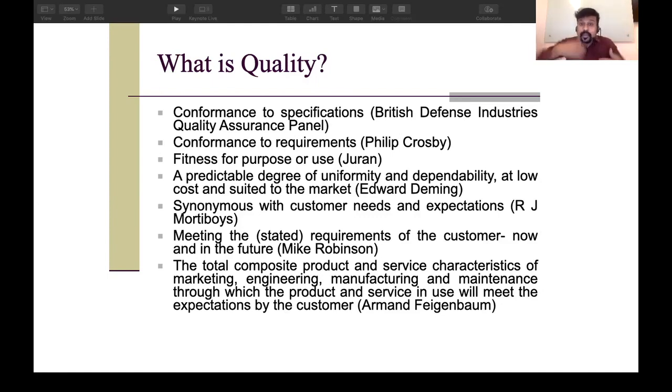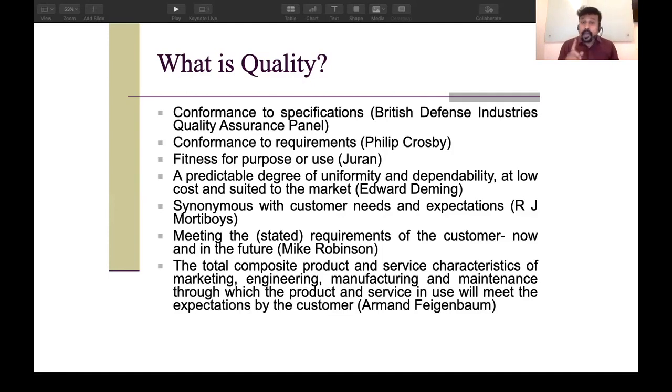Now coming to specifications. I require a phone with very good camera quality, but now I want it to be a high pixel camera. I'm mentioning how many pixels I want for this particular camera. That is my specification. So there is a difference between requirement and specification, but both are quality. Meeting the customer's requirement is also quality. Meeting the customer's specification is also quality.